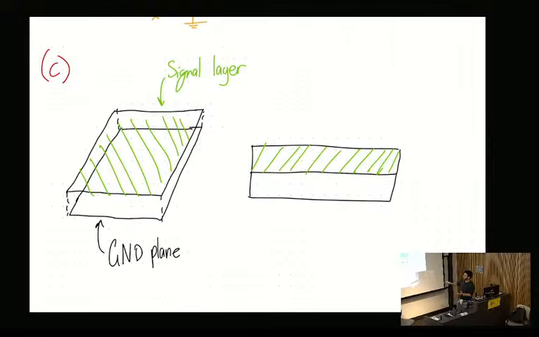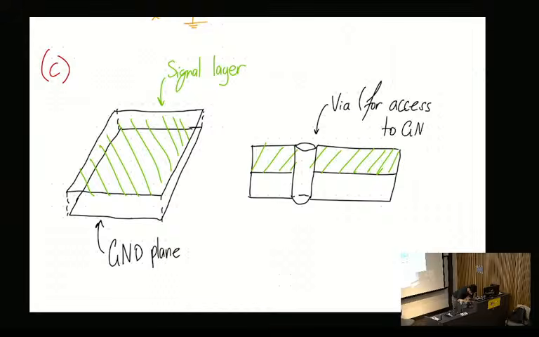So the beauty of a ground plane is wherever I need ground, I can just dig down to it and I have ground. So what we use in a PCB is what's called a via. So this is a via for access to ground. Okay, so we have our 2 layers and then a via which we can access to ground. Is that okay so far?